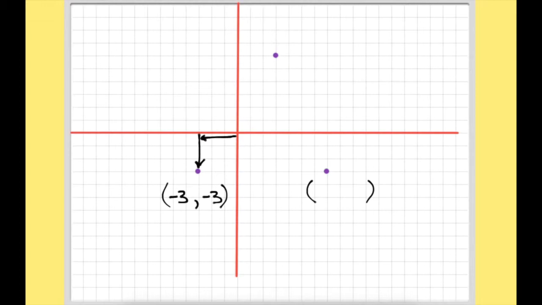The x part, if we count over, we have to move in the positive direction 7 spaces. So the x value is 7. Then we have to move in the y direction, the negative direction on the y, 3 spaces. So we have -3. The last one, we have to move 3 spaces in the positive x direction. So we start with 3, then we have to move up 6 spaces. So the coordinates are 3, 6.